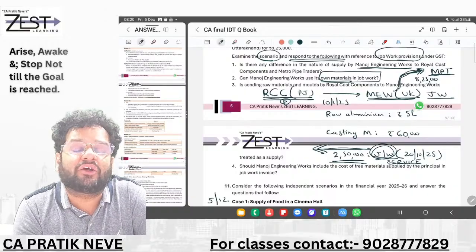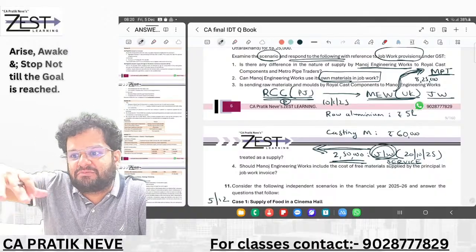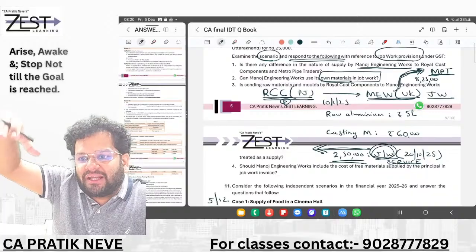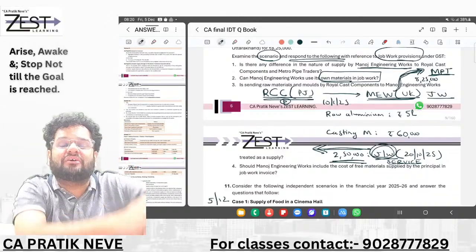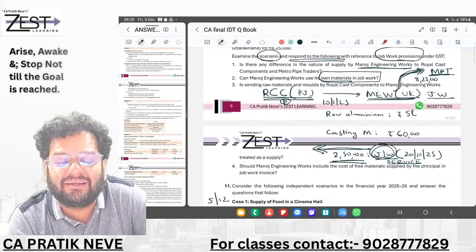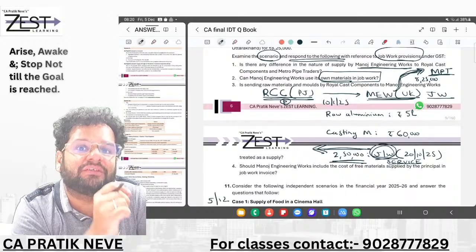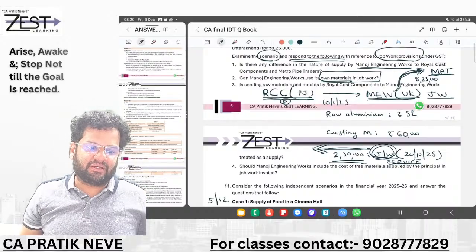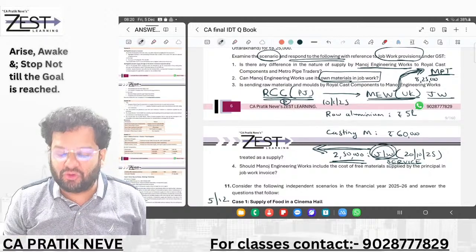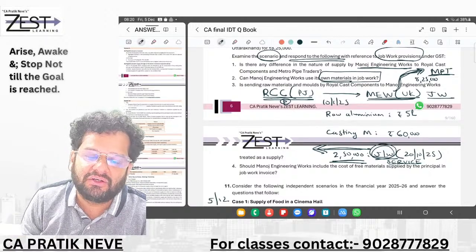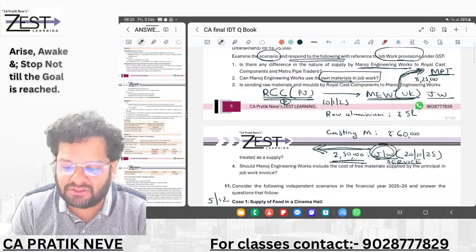How? Because Schedule 2, which gives the difference between some activities called supply of goods and some activities called supply of services, says that job work is a supply of service. Getting it? So job work is a supply of service. Even if I'm using my goods to do job work, it is still a supply of service.